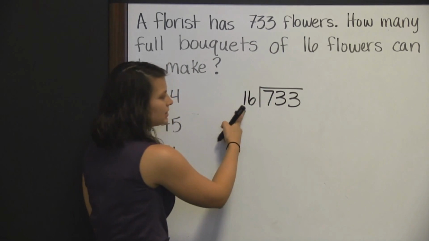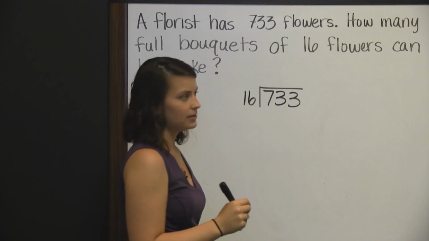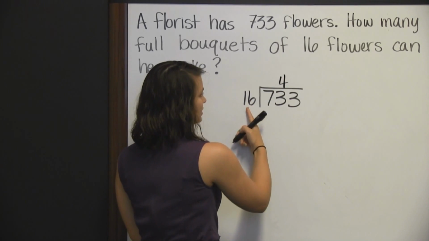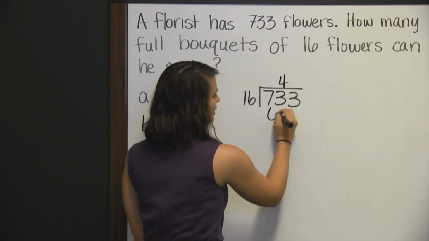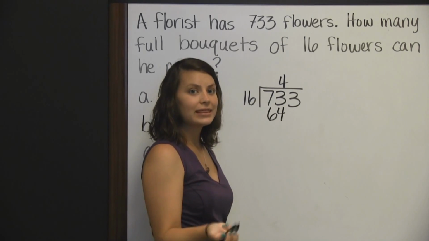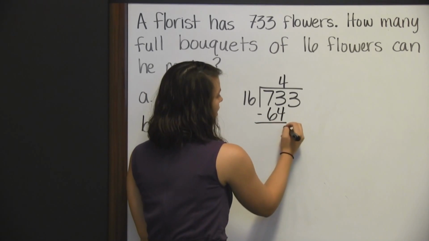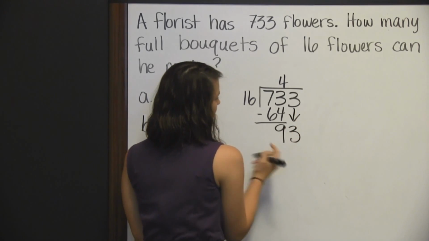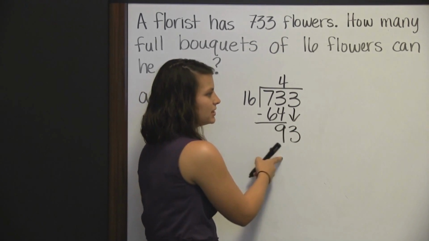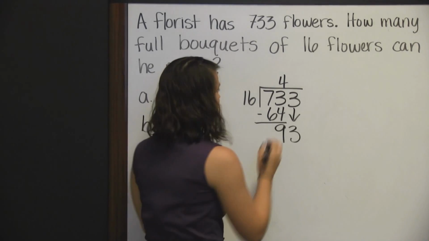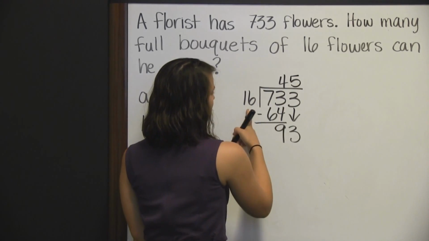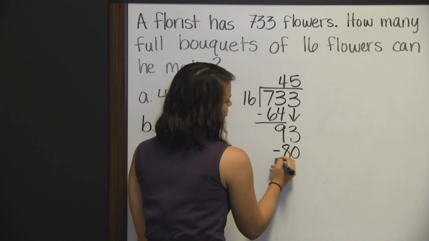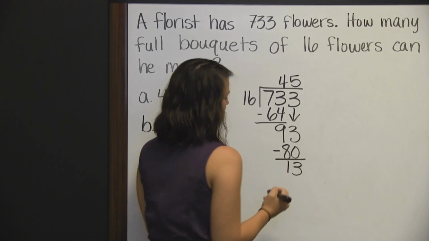16 goes into 73 4 times. 16 times 4 is 64. And then we subtract. And we get 9. Bring down the 3, and 16 goes into 93 5 times. 16 times 5 is 80. We subtract again, we get 13.